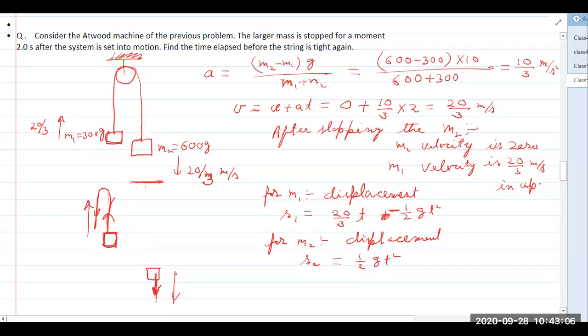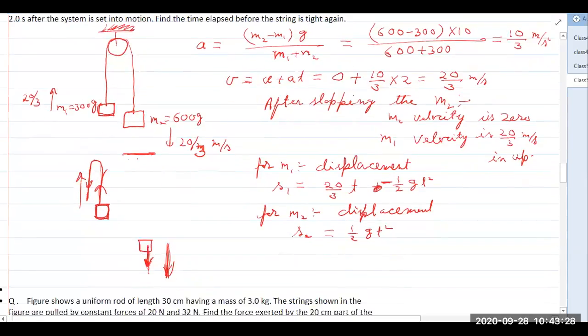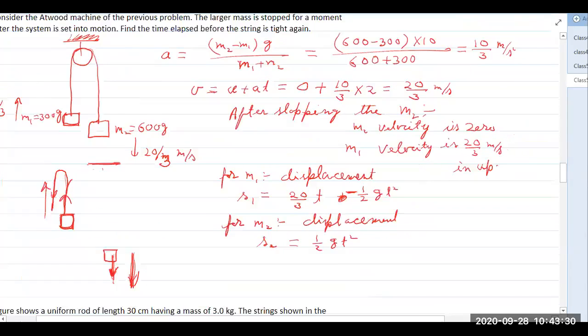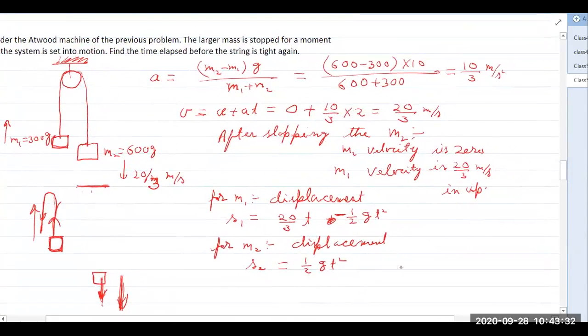Why? Because the amount by which it comes down, suppose it comes down by 10 centimeter, and if it goes up by 10 centimeter, then if these two are equal, only then the string will become tight. If the displacement of the upper object is more, the string will remain loose. And that is what is happening initially. The displacement of the upper object will be more initially, but after some time they will become equal. So that we are going to see. So equate these two things.